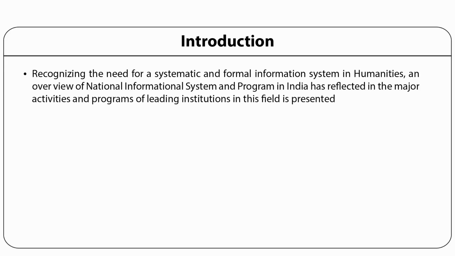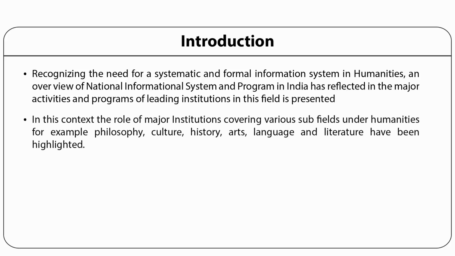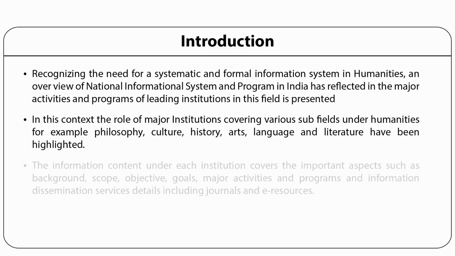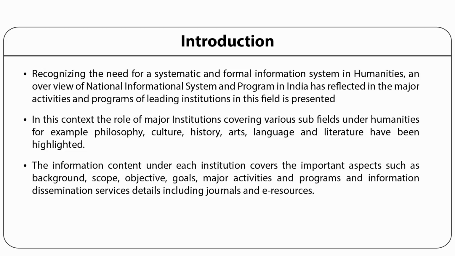Recognizing the need for a systematic and formal information system in humanities, an overview of national information systems and programs in India, as reflected in the major activities and programs of leading institutions in this field, is presented. In this context, the role of major institutions covering various subfields under humanities, for example, philosophy, culture, history, arts, language, and literature, have been highlighted. The information content under each institution covers the important aspects such as background, scope, objectives, goals, major activities and programs, and information dissemination services details including journals and e-resources.